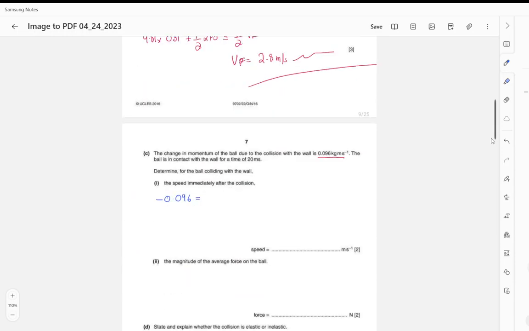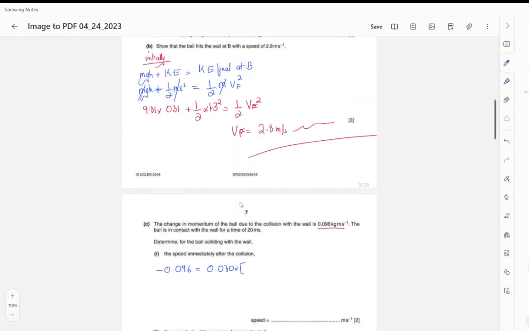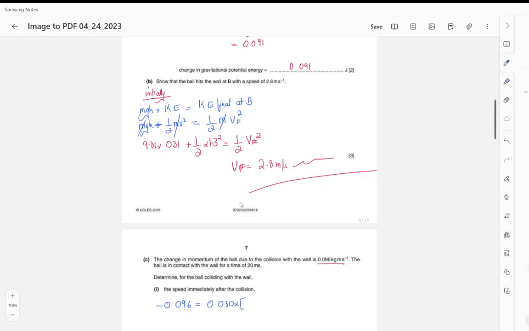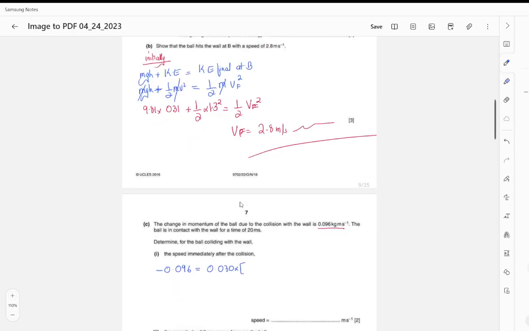This is going to be final. So 0.030 multiplied by, I forgot the initial speed. The final speed is something that we need to find out. So this final speed is going to be towards the left side. So this is going to be negative again. And let this be V. And we have a plus sign over here.